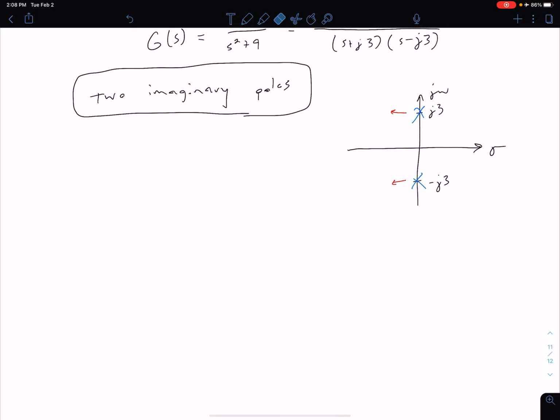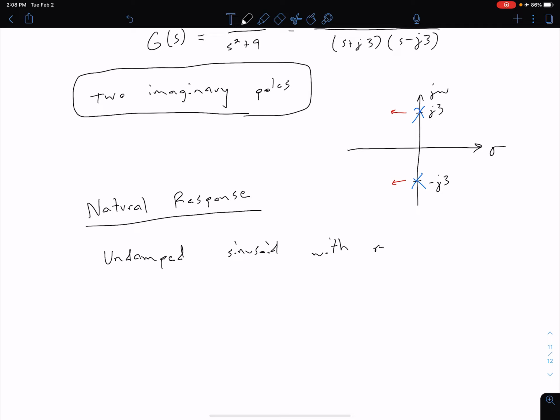Now for our natural response, shown above is the total response. For our natural response, we have an undamped sinusoid with a radian frequency equal to the imaginary part of the poles. So in this case, that would be a radian frequency of 3.